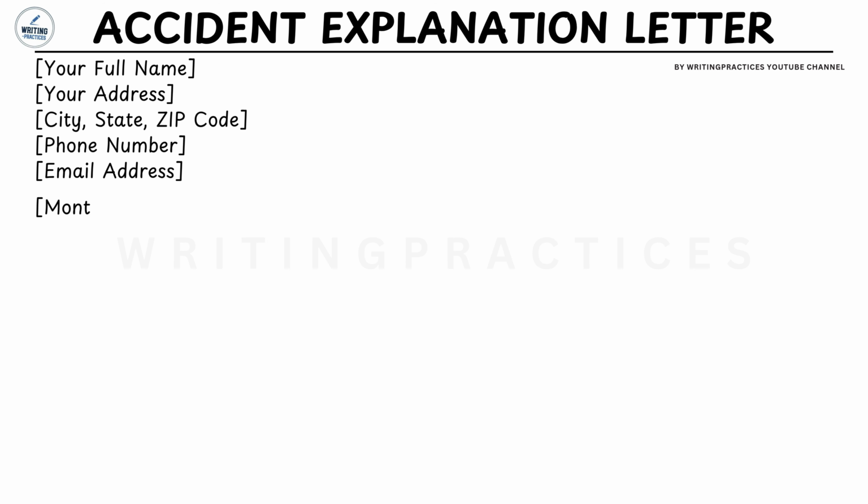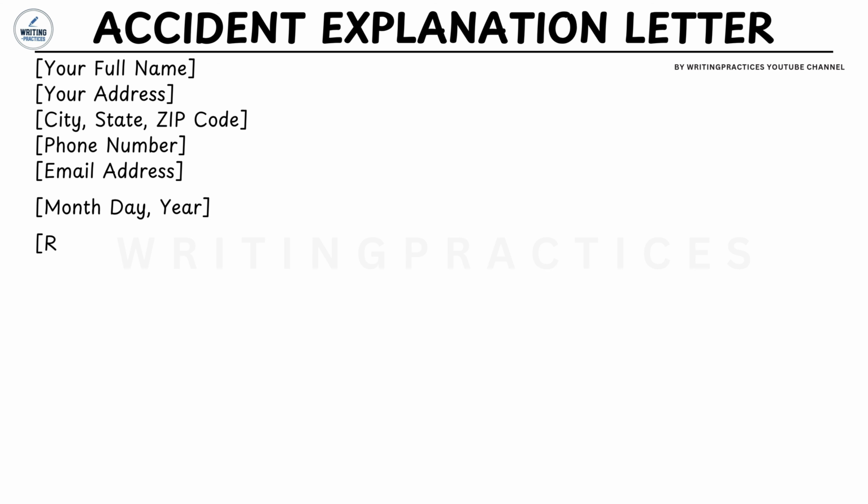Date. After your contact information, write the date. For example, June 11th, 2026. The date establishes when the explanation was prepared and submitted. Accurate dates help create a clear record of events and communications.